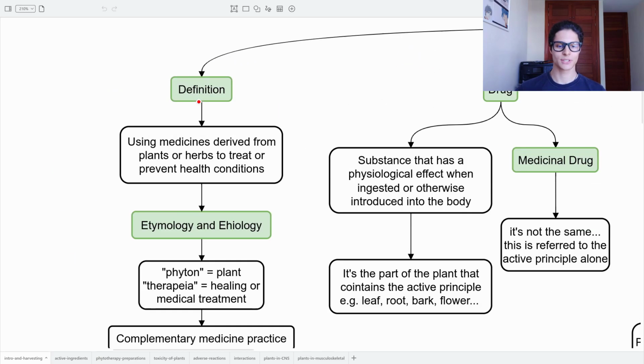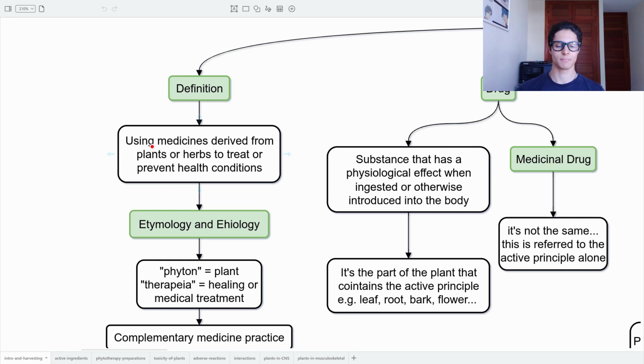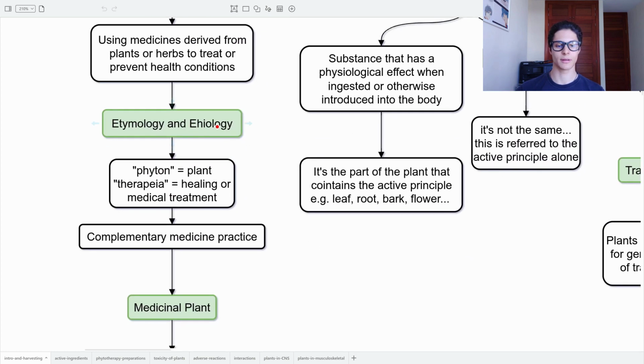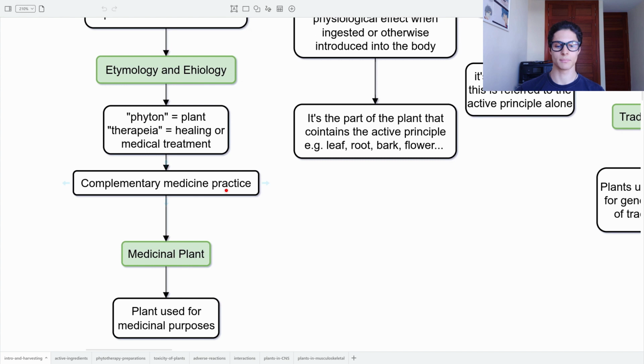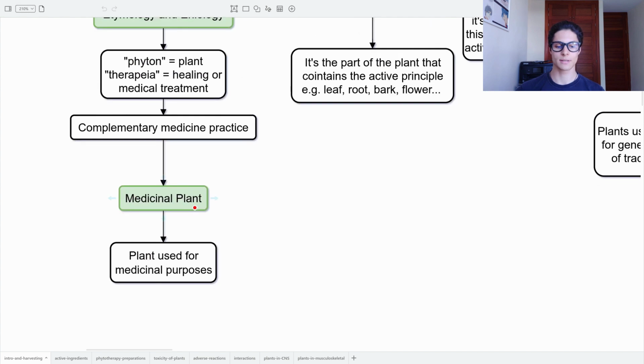Introduction. The definition of phytotherapy is basically using medicines derived from plants or herbs to treat or prevent health conditions. Indeed, the etymology is from phyton, which means plant, and therapeia, which means healing or medical treatment. It's a complementary medicine practice. And a medicinal plant is a plant used for medicinal purposes.